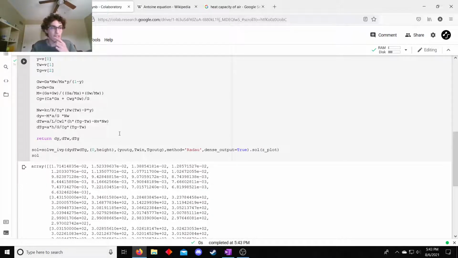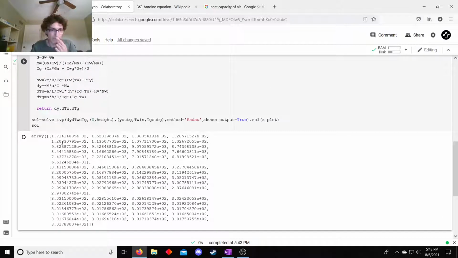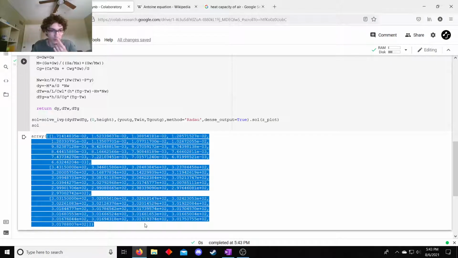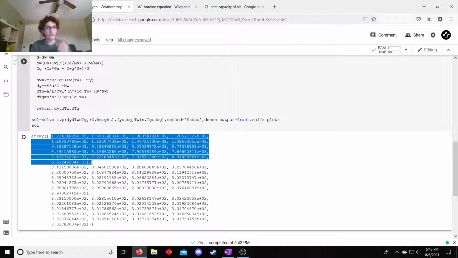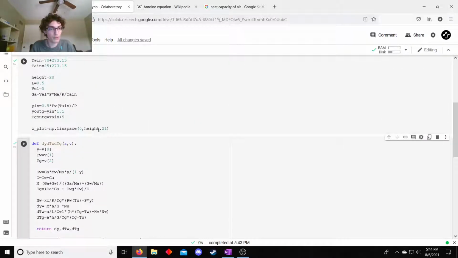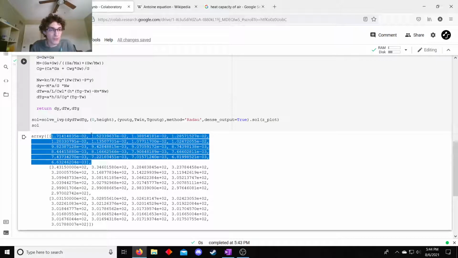What this will give us is an array of arrays, basically. So we have an array here, an array here, and an array here, all inside one big array. The first array has 20 values, so those are our numbers, 0 through 20. At every value, the array will give us dy, which is in the first array, dtw, which is in the second array, and dtg, which is in the third array. So it gives us the values of the mole fractions and the temperatures at every z value that we give it.